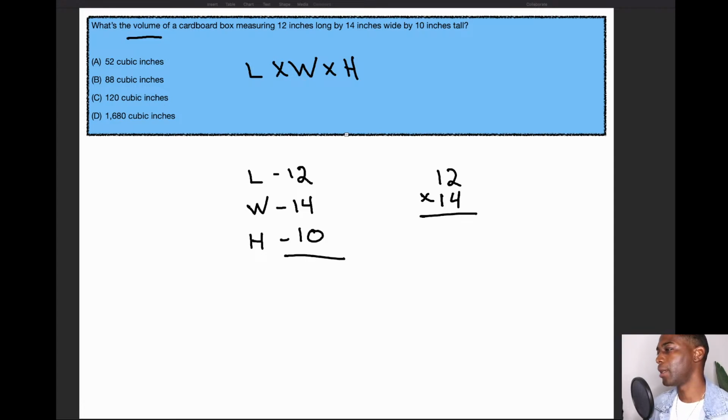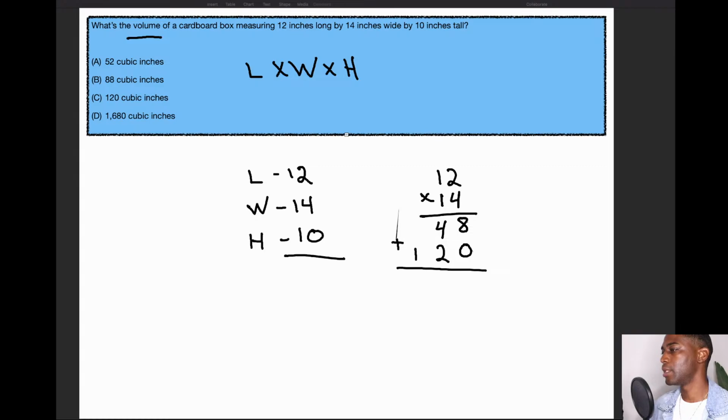So 12 times 14: 4 times 2 we know is 8. 4 times 1 is 4. Anytime you're multiplying more than just single digits, we have to put a placeholder for a 0 down here. And then we go again. 1 times 2 is 2. 1 times 1 is 1. What do we do next? We add these two numbers here.